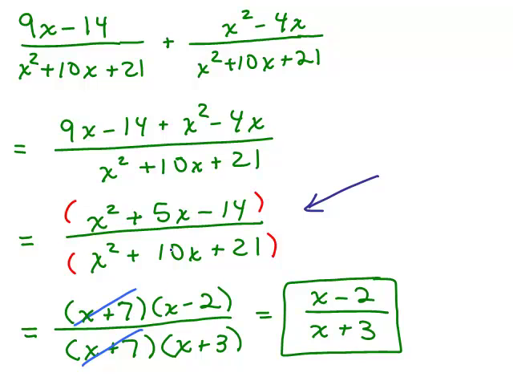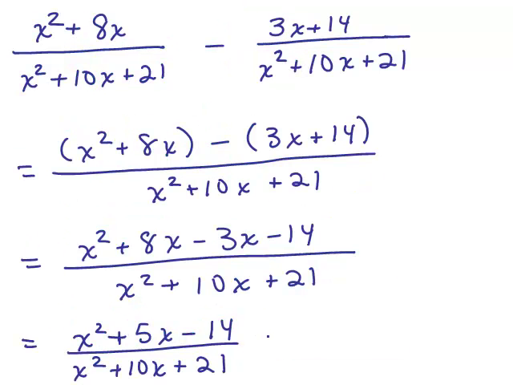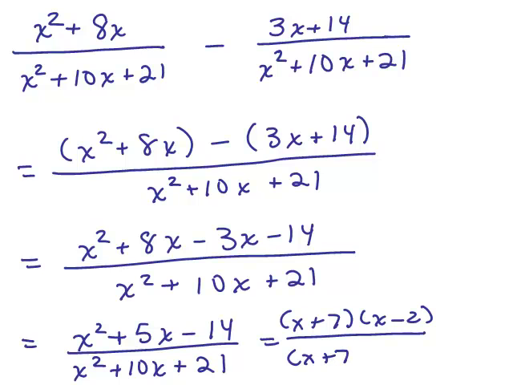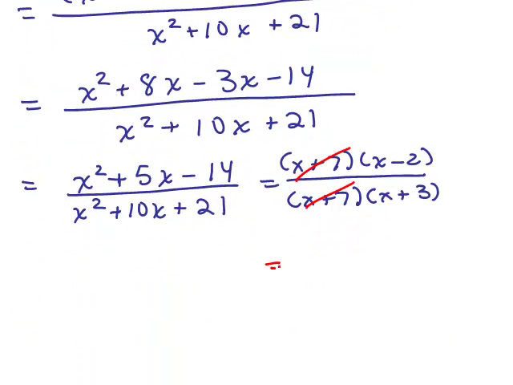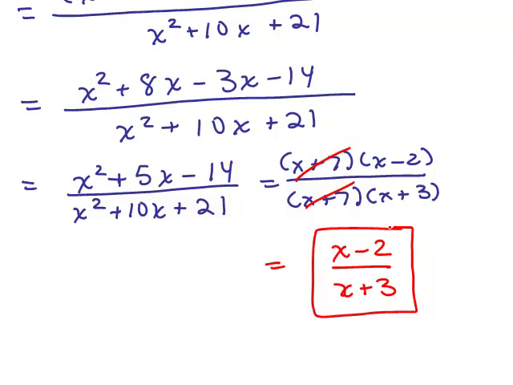So to finish this problem, you would factor the numerator and denominator and cancel the x plus 7's. Okay? So it will be exactly the same. You'll have x plus 7, x minus 2 over x plus 7, x plus 3. The x plus 7's will cancel, and you'll end up with x minus 2 over x plus 3. So it's just a variation on a theme.